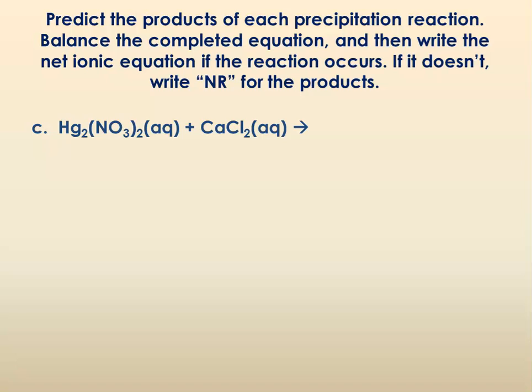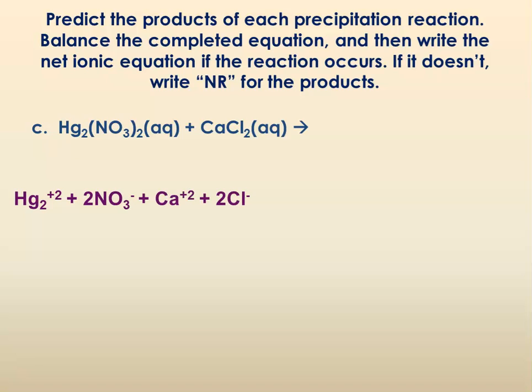Our last example involves mercury 1 nitrate and calcium chloride. So mercury 1 and nitrate are going to separate into their ions. This is a soluble ionic compound because you have nitrates, and nitrates are always soluble in the presence of water. Calcium chloride, chlorides primarily are soluble. Calcium is definitely not one of the exceptions, so that too will separate out.